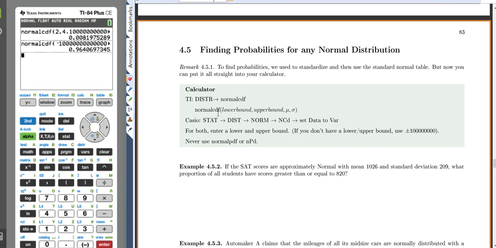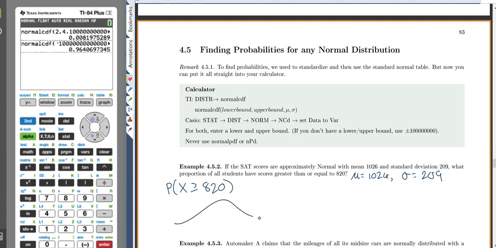So you'll still do the normal CDF, but you'll put in a lower bound and upper bound and the actual mean and standard deviation. So let's try it. If the SAT scores are approximately normal with a mean of 1026 and a standard deviation of 209, so that means mean equals 1026, standard deviation equals 209. What proportion of students have scores greater than or equal to 820? So we're looking for the probability that X is greater than or equal to 820.